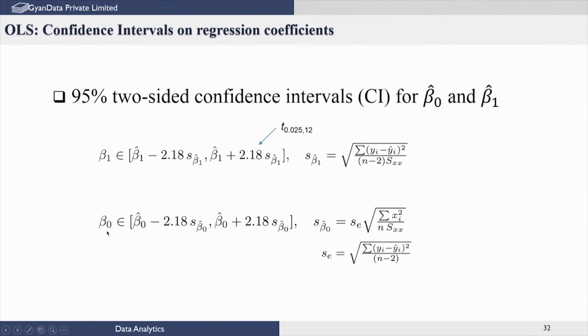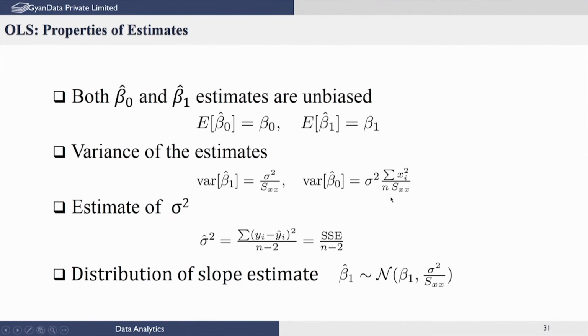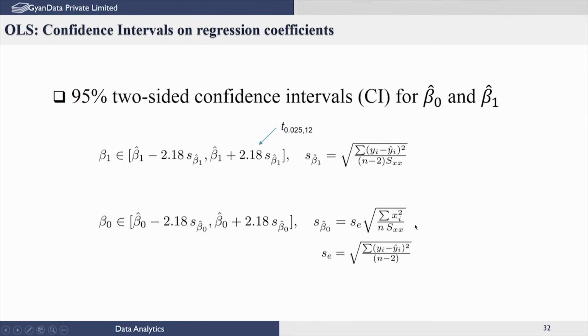Similarly, you can construct the 95% confidence interval for beta naught from its variance. So, we are doing the same thing: beta naught hat plus or minus 2.18 times the standard deviation of beta naught hat estimated from data, which is what we call S beta naught hat. Remember, S beta naught hat is the square root of sigma squared, which is estimated from data, multiplied by the sum of xi squared divided by n times SXX, which is nothing but the square root of what we derived earlier, with sigma squared replaced by the estimated quantity. That is all these two terms represent, S beta 1 hat and S beta naught hat.